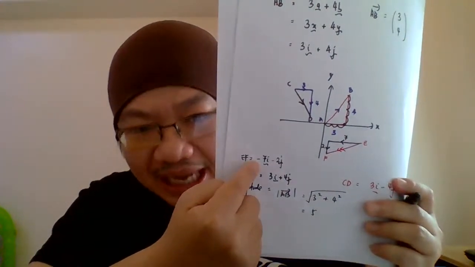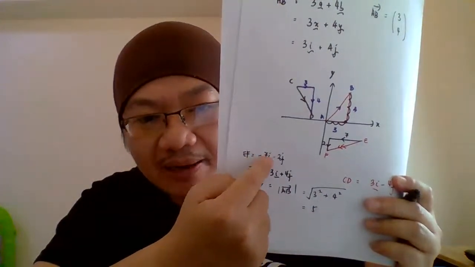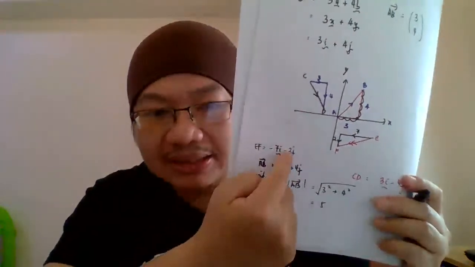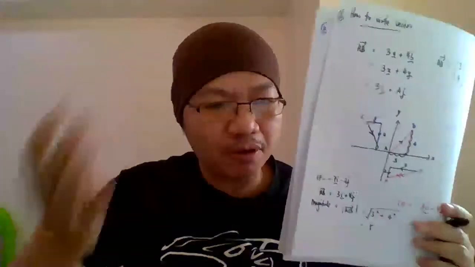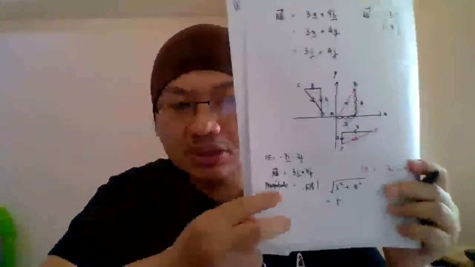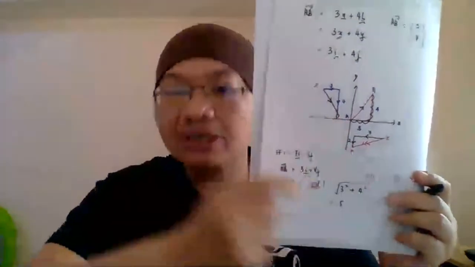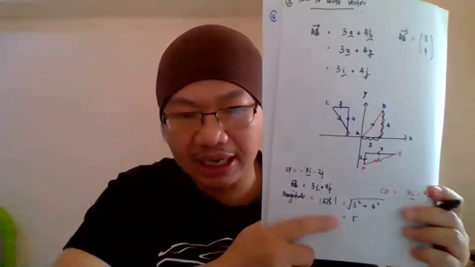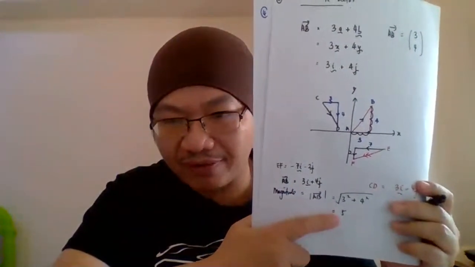If our value is, let's say, negative 7i minus 2j, just square the negative 7 plus the square of negative 2. When you square a negative number, it will become positive. Please always remember that. Then you total up, then you do the square root, then you get the final answer. That is your magnitude for EF. The magnitude for AB equals 5. All right, and after we find the magnitude, we want to find the vector unit.